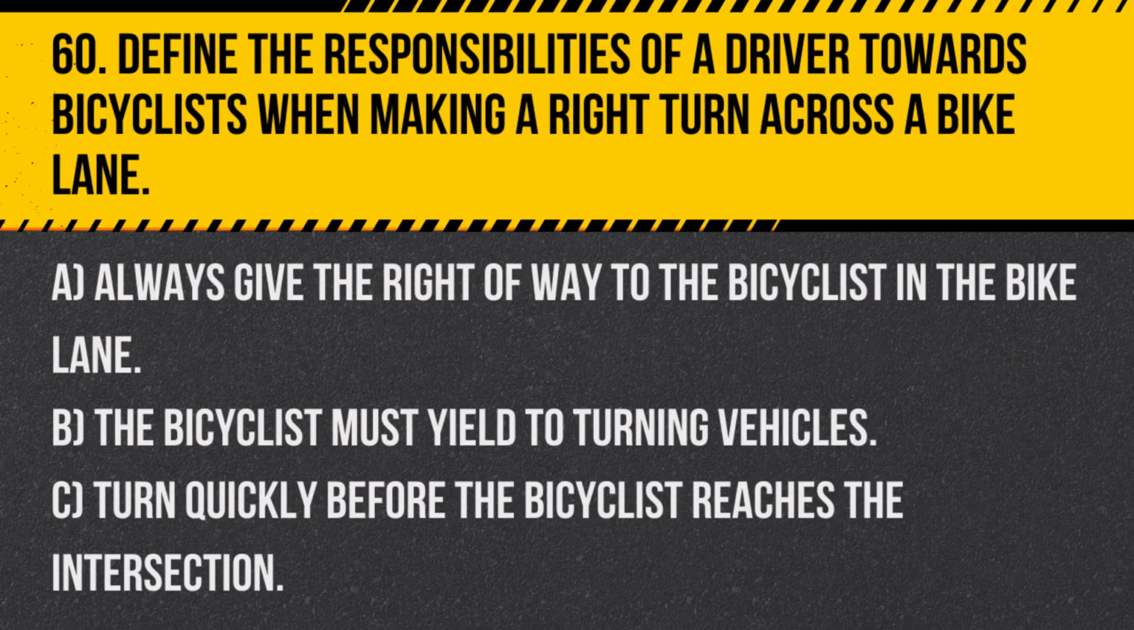Question 60. Define the responsibilities of a driver towards bicyclists when making a right turn across a bike lane. A. Always give the right of way to the bicyclist in the bike lane. B. The bicyclist must yield to turning vehicles. C. Turn quickly before the bicyclist reaches the intersection.